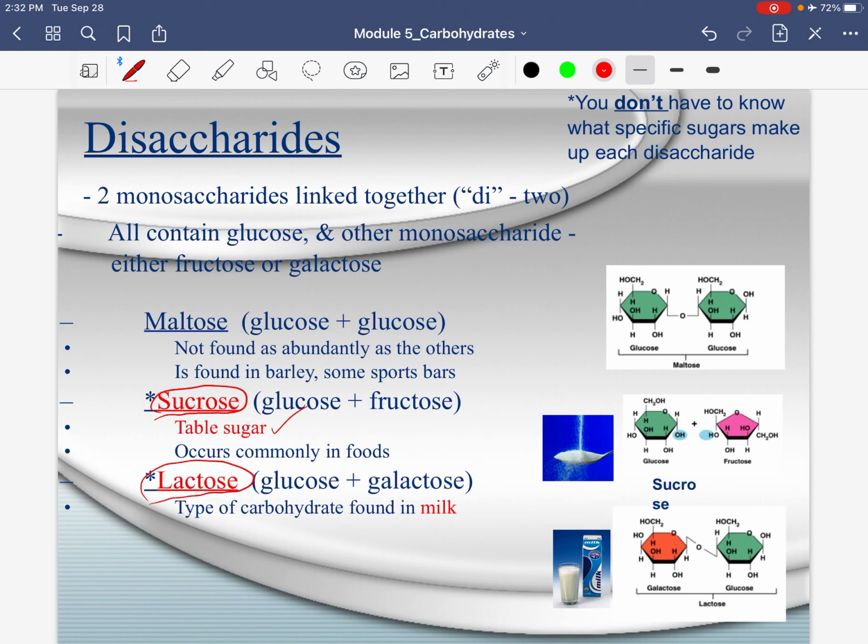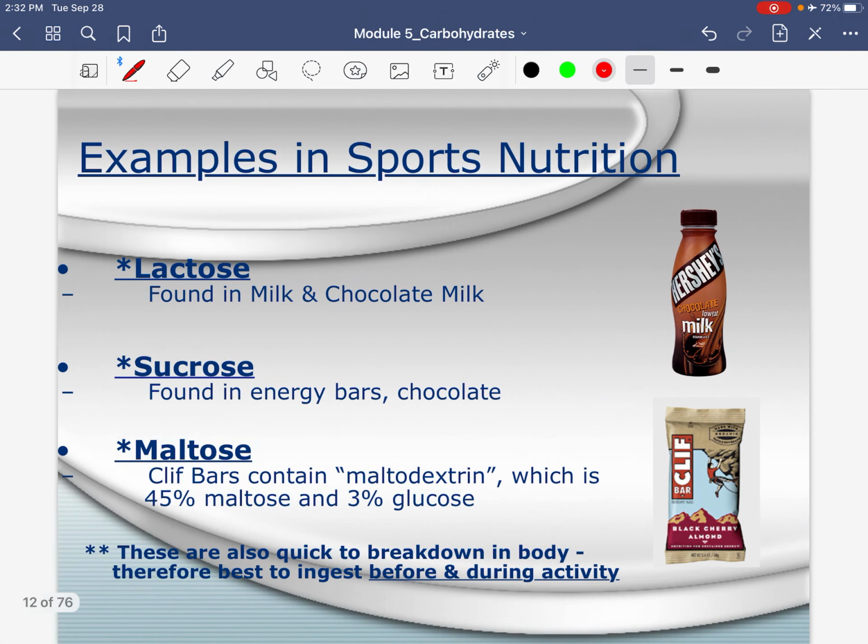Just be able to identify those two as disaccharides and that they are found in table sugar and then milk for lactose. Here are some other examples in sports nutrition. Similar to the monosaccharides, they'd want to be ingested in similar situations. So the mono and di we kind of group together because they're both quite simple. Lactose, we know that chocolate milk in the right instance can be a decent recovery drink. Sucrose, boy, they add that to a lot of things, right? That's the table sugar. Look at a Cliff Bar, so much sugar, probably more than we need, right?